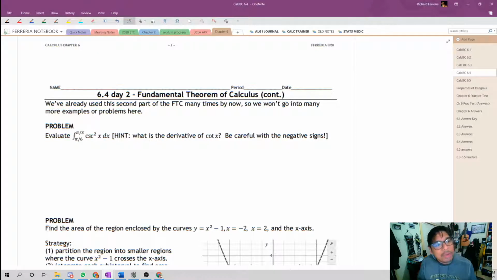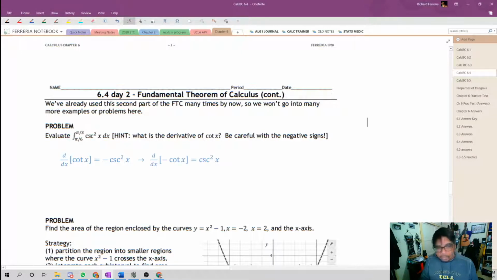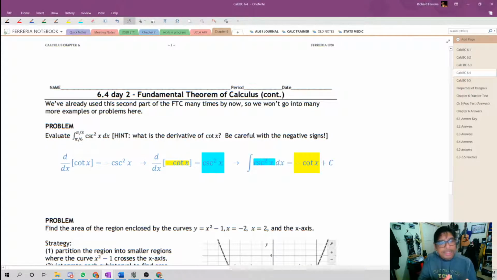We have the integral from pi over 6 to pi over 3 of cosecant squared x. So let's see, what is the derivative of cotangent? That is the hint. The derivative of cotangent x is negative cosecant squared x. Let's multiply both sides by -1. Now we have that the derivative of negative cotangent x is cosecant squared. All of this to say that the antiderivative of cosecant squared x dx is negative cotangent x plus constant.